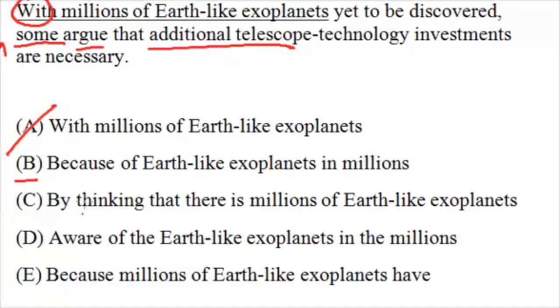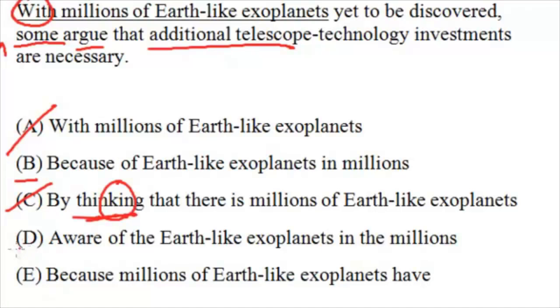So C says, by thinking that there is millions of Earth-like planets. So the main idea over here is thinking. By this thinking, right? Yet to be discovered, some argue. By this thinking. I mean, see if that makes any sense at all. I know thinking, who can do the thinking? Some people, right? But the original sentence says, we have so many planets, and this is the reason why we should spend more money. That's the logic that they're trying to convey, right? So it can't be C.